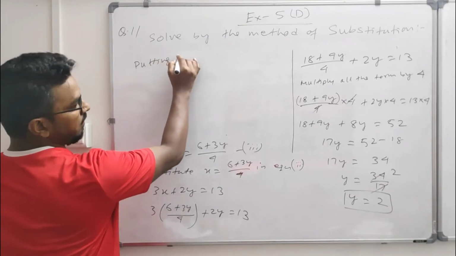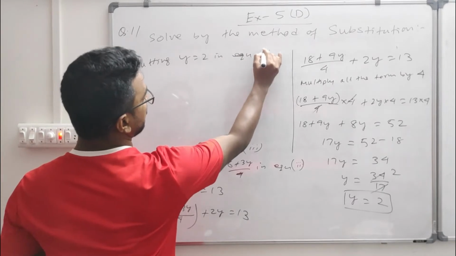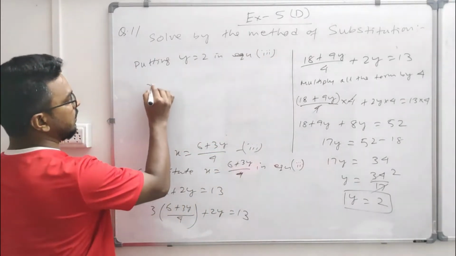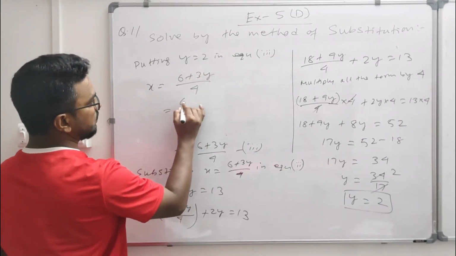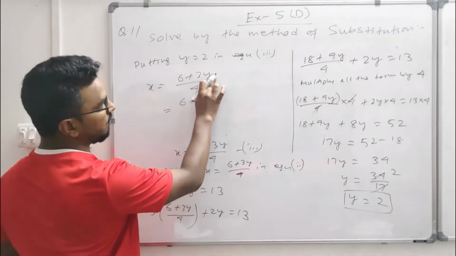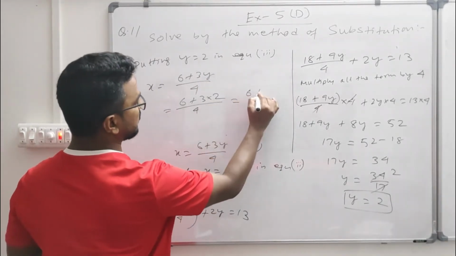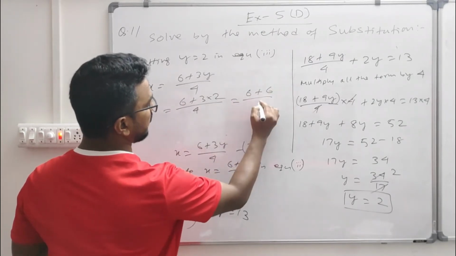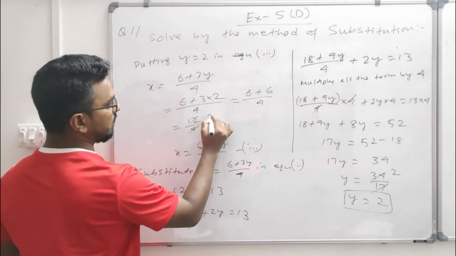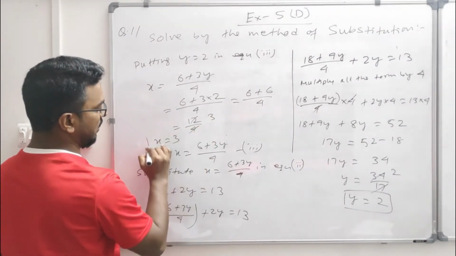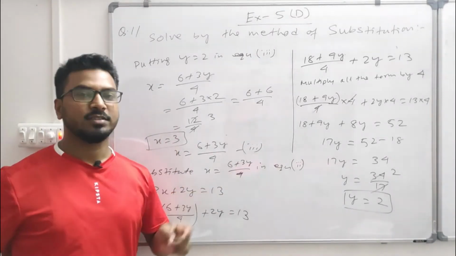Putting y equals 2 in equation 3. So equation 3 is this one. So x equals 6 plus 3y by 4. So 6 plus 3 into, what is the value of y? y is 2, divided by 4. So this will become 6 plus 6 divided by 4, so this will become 12 by 4. If you cancel, you will get 3. So the value of x is 3. Fine. So the value of x is 3 and y is 2.